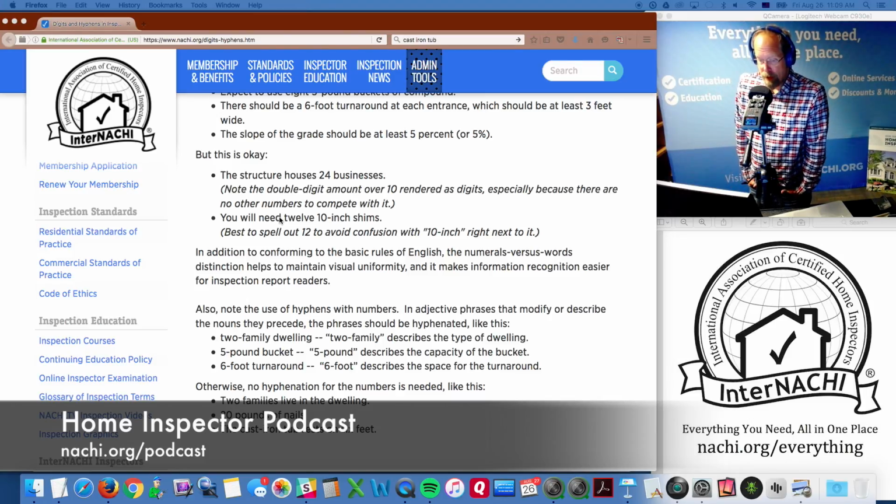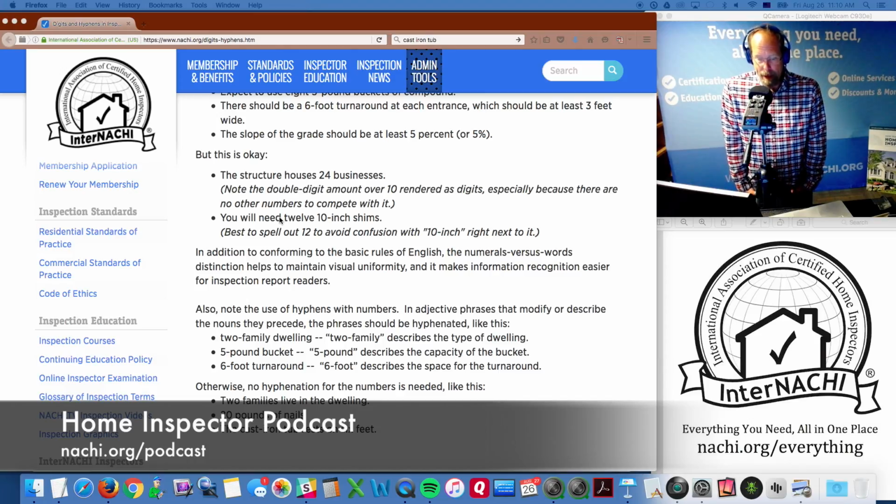How about some phrases where there is no hyphenation for the numbers? How about two families live in the dwelling? Do you use a hyphen in that sentence? Two families live in the dwelling. No. It's just that two is the adjective for the noun families, two families. How about 20 pounds of nails? Nope, no hyphen there. 20 pounds of nails. 20 describes the number of pounds of nails. And when it's an amount, remember, an amount under 10 would be written out using words. If it's over 10, you use digits. So the 20 in 20 pounds of nails would actually be a digit.